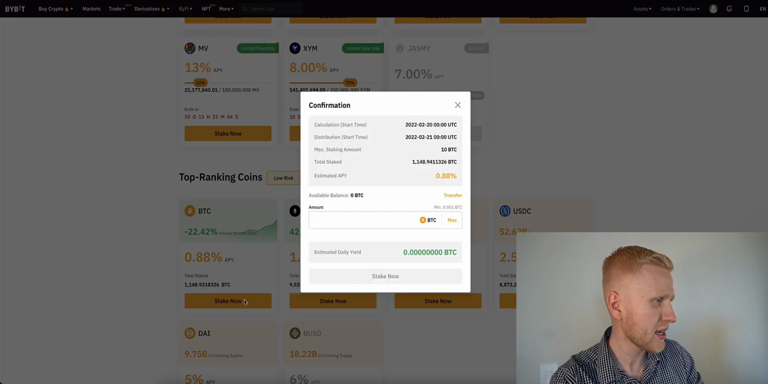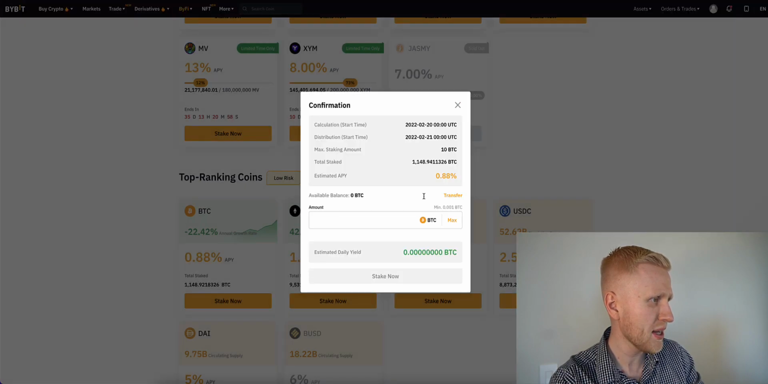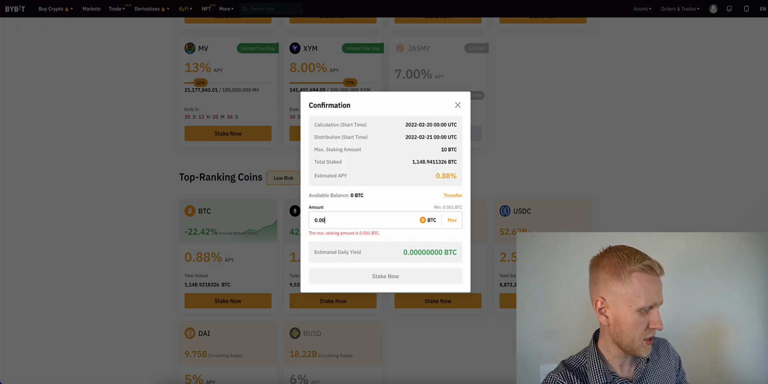How to get here? Let me show you. If you stake now, you will be able to transfer funds from your spot account to your Earn account. You choose the currency, you choose how much you want to stake here. Minimum is 0.01 BTC. Then you click here stake now. It estimates how much money you will be earning automatically every single day, and then you are ready to go.